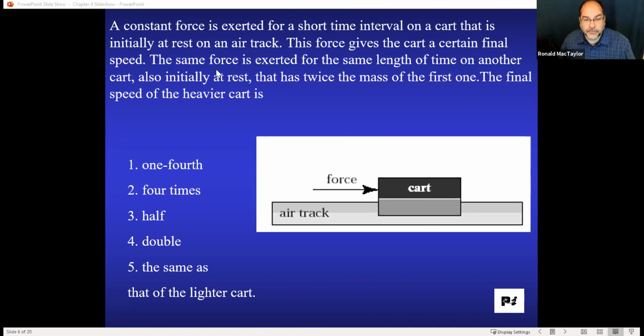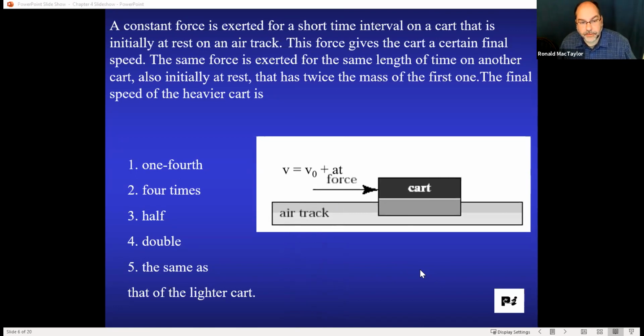Then we take the same force and exert that force for the same length of time on another cart. This other cart is also initially at rest, but the second cart has twice the mass of the first one. The final speed of the heavier cart is 1/4, 4 times, half, double the same as that of the lighter cart. I bring up this question to introduce the following.